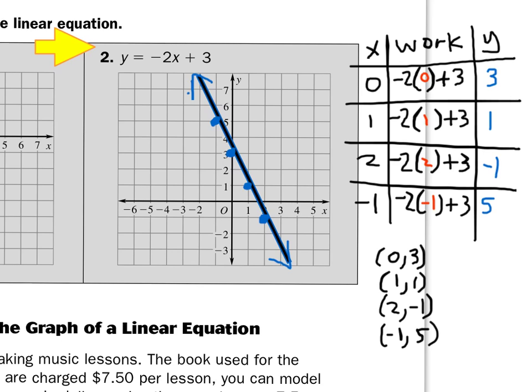And now with your straight edge, I want you to draw a line through all 4 of those points and then put arrows on both ends because this line is infinitely long and we're just showing them that all of these points along the line are the solutions of this equation.